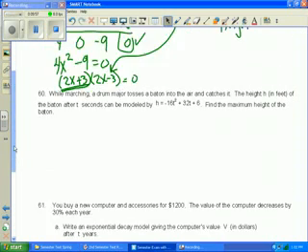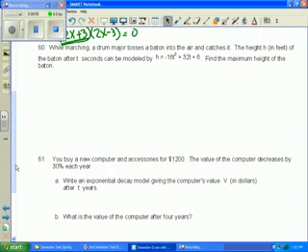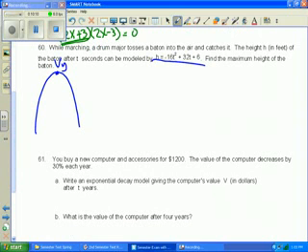Okay, number 60, we want to know the height of this baton, and you can see this is a quadratic, so therefore we have a parabola. It's a negative quadratic, so we have a parabola. We want to know this height. So that's the y value of the vertex. So how am I going to get that? Well, if I figure out the x value of the vertex, which is negative b over 2a, plug it back in, that'll give me that y value of the vertex.